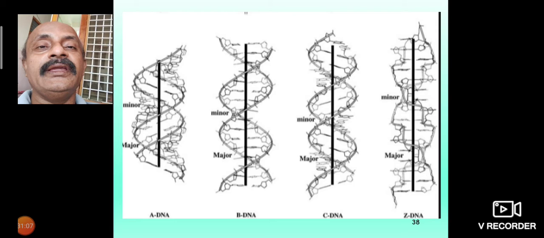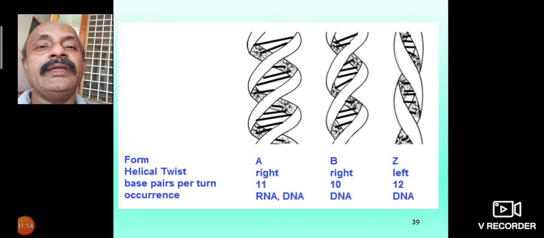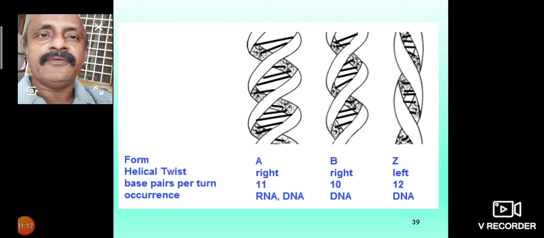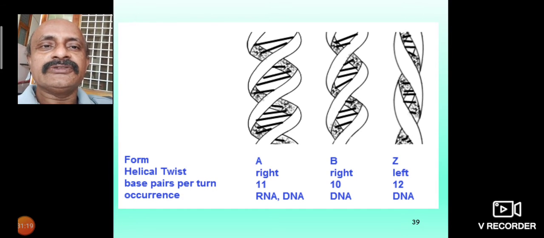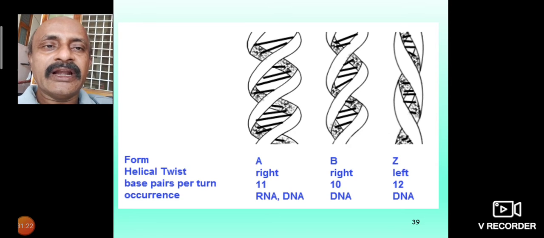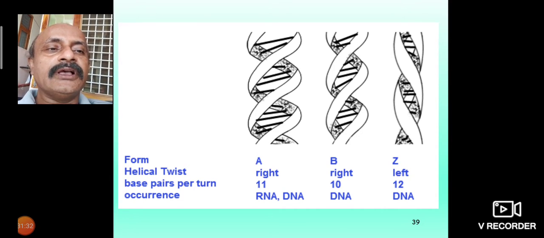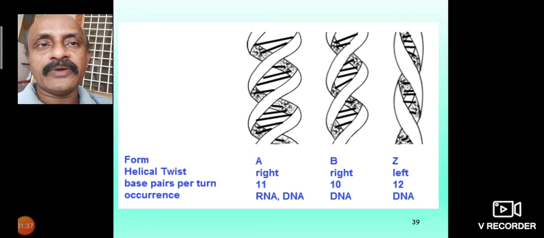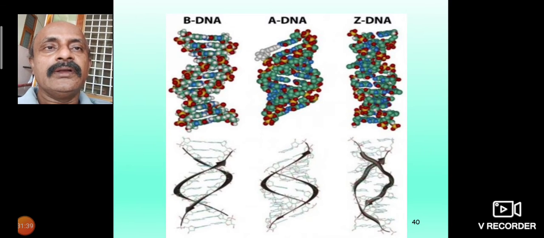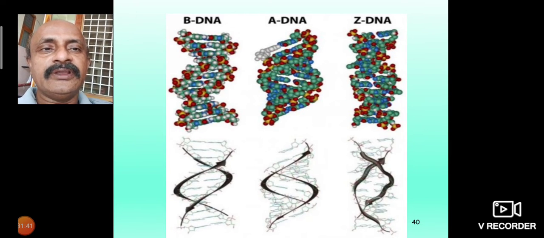These four types of DNA can be differentiated by features such as helical twist and base pairs per turn. A DNA is right-handed with 11 base pairs per turn, B DNA has 10, and Z DNA is left-handed. This is also a form of helical structure of DNA, shown in the figures of B DNA, A DNA, and Z DNA.